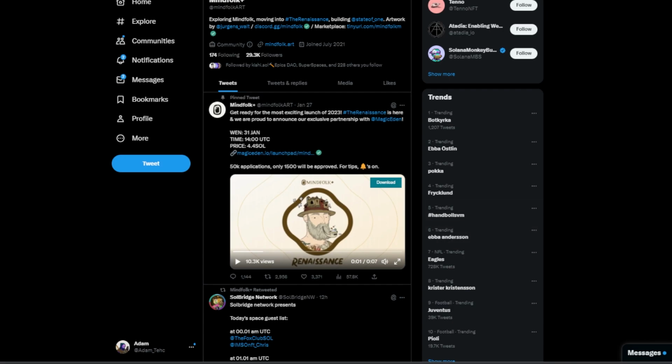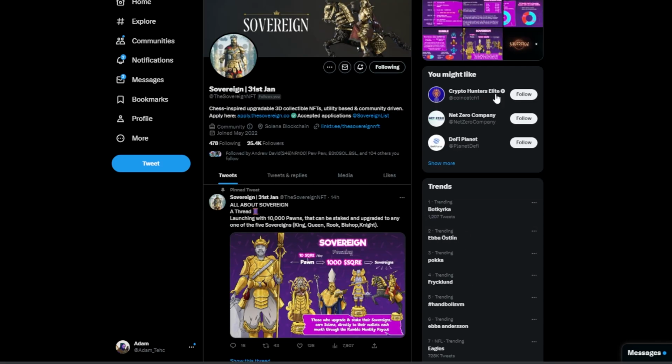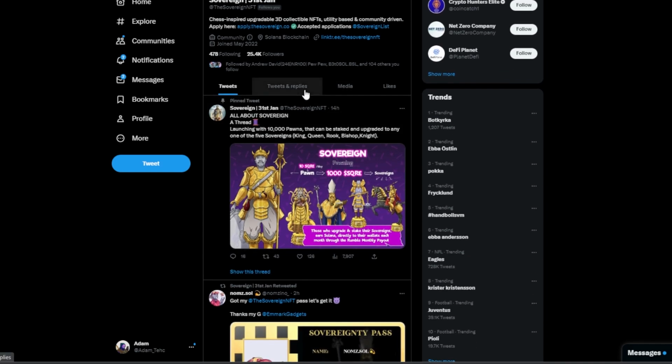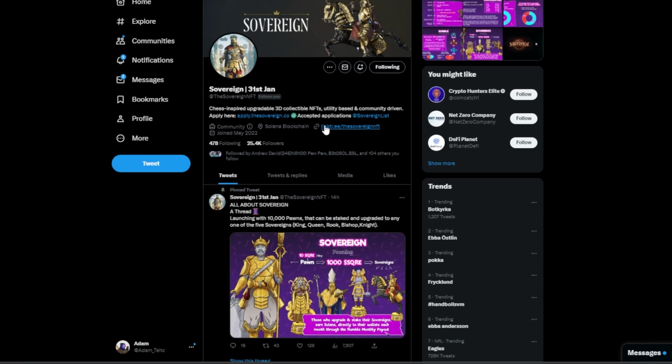Renaissance, let's see. We also have the Zoven, I don't know how to say this, minting on Tuesday. Chess-inspired upgradable 3D collection NFTs, utility-based and community-driven. A 10K supply, minting for 2.5 Solana. These guys have been around for some time.